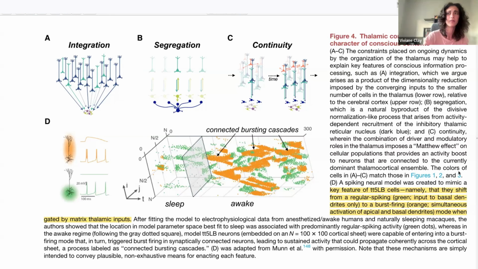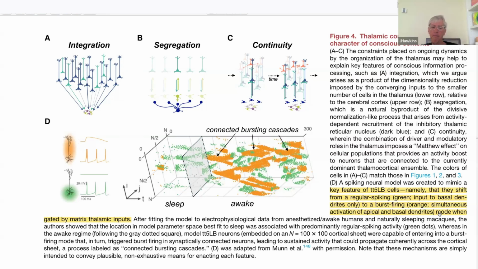No, it's the other way around, right? If it gets the apical input, then it bursts. If it doesn't get it, it's regular spiking. So the burst firing is the orange one, simultaneous activation of apical and basal dendrites.